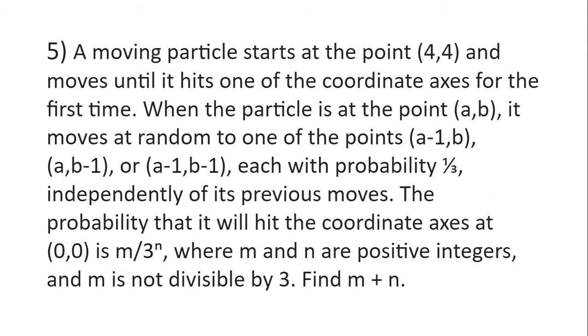Problem 5. A moving particle starts at the point (4, 4) and moves until it hits one of the coordinate axes for the first time. When the particle is at the point (a, b), it moves at random to one of the points (a-1, b), (a, b-1), or (a-1, b-1), each with a probability of a third, independently of its previous moves. The probability that it will hit the coordinate axes at (0, 0) is m divided by 3 to the power of n, where m and n are positive integers, and m is not divisible by 3. Find m plus n.